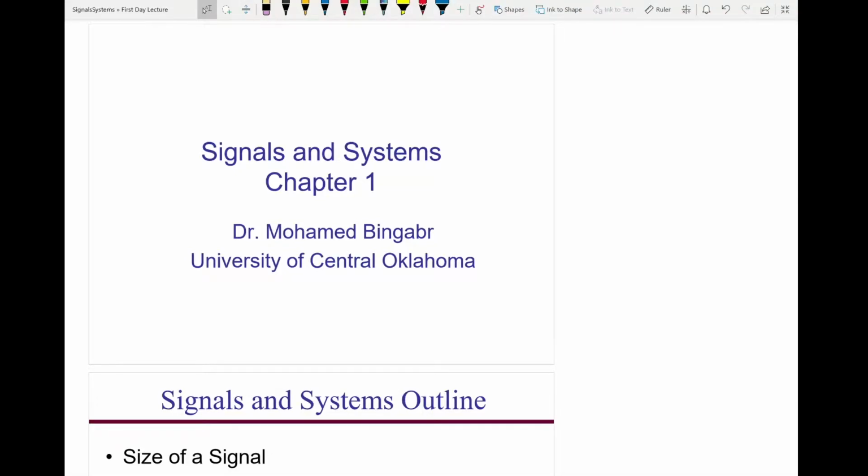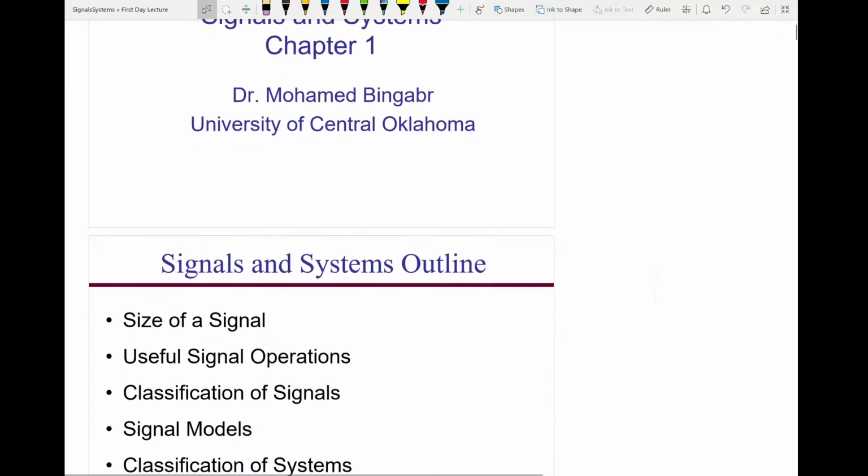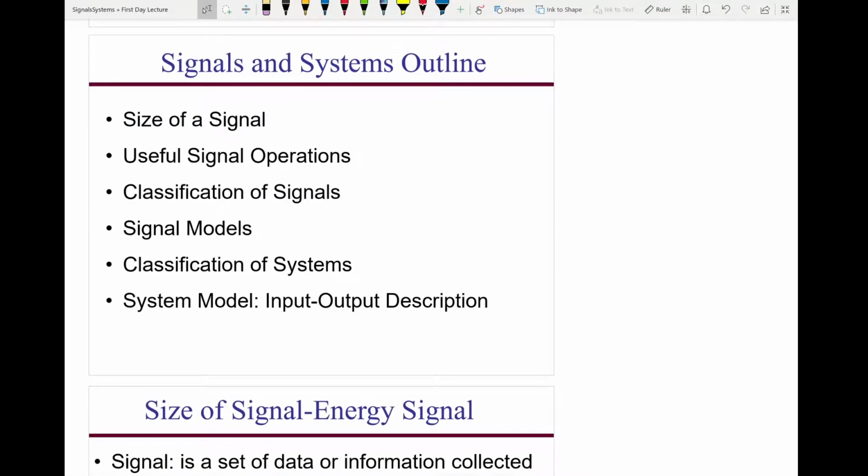Hello everyone. Today's lecture and video will be about the first chapter in the Signals and Systems course. So the outline of this chapter: first we will discuss the size of a signal, how we determine how strong the signal is, how loud the signal is. The second topic will be useful signal operations, for example, scaling the signal, making it longer, shorter, shifting the signal, delay, advance.